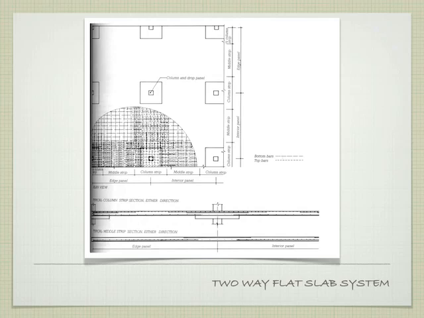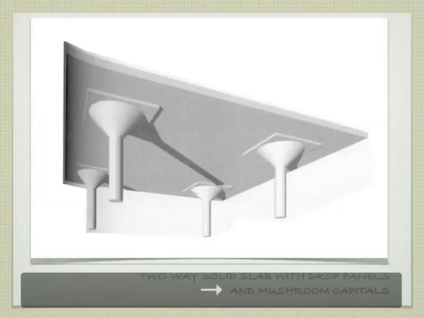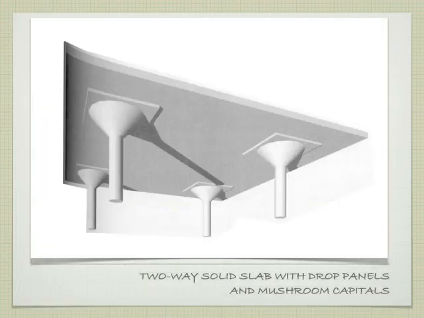Those 4 columns are providing all of the support for this slab, and the slab has to span in this way and in this way, and diagonally that way. Does that make sense? So it's spanning in 2 directions at once. And I think the next slab shows it a little bit better.